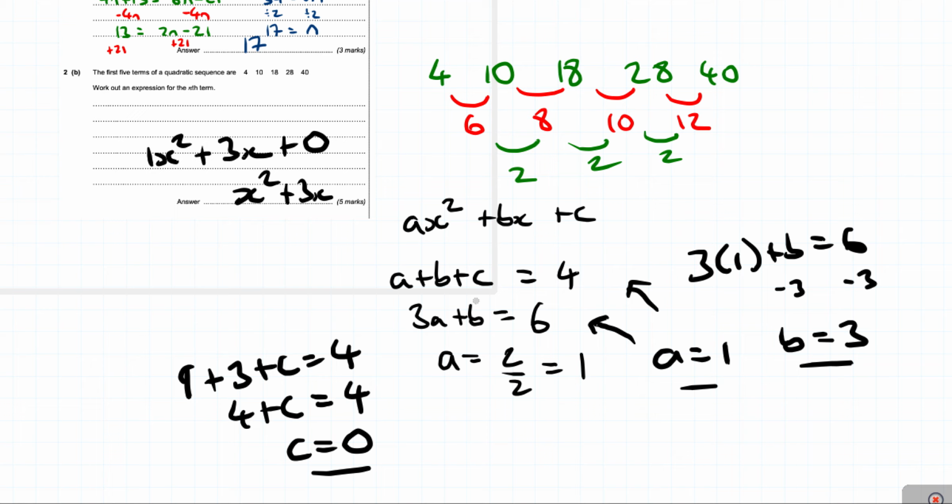So to remind you of the formulas, the general form is ax squared plus bx plus c. a plus b plus c is equal to the first term in the sequence. 3a plus b is equal to the first term in the first difference row, so in this case 6. And then finally, you could write it as 2a is equal to 2, or a is equal to the second difference divided by 2.